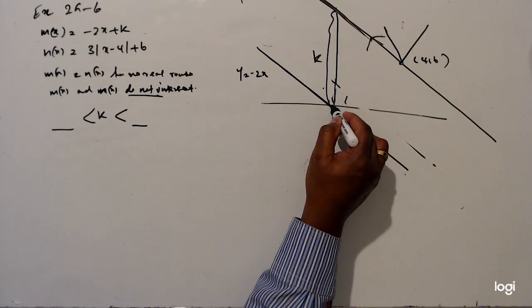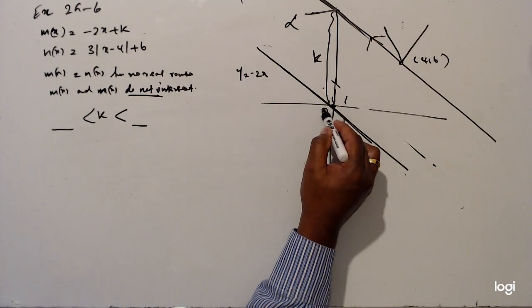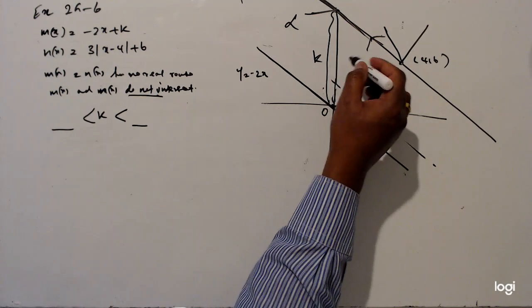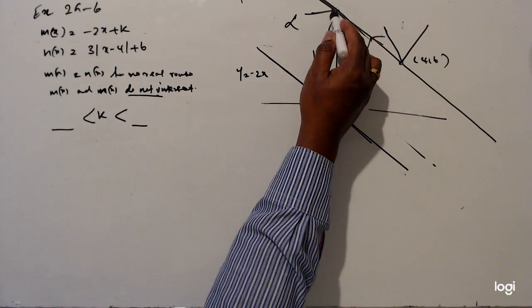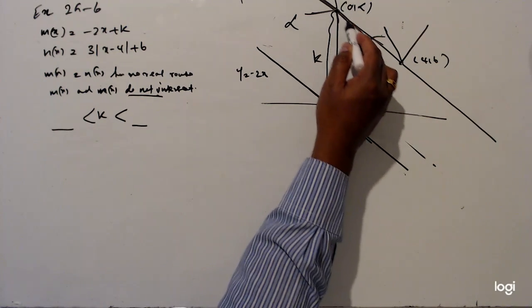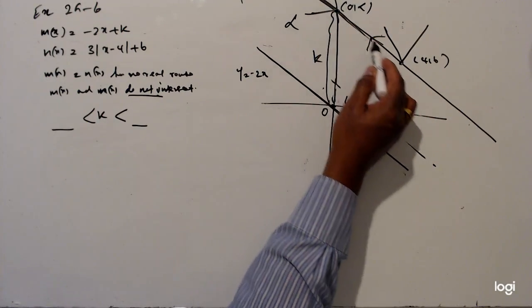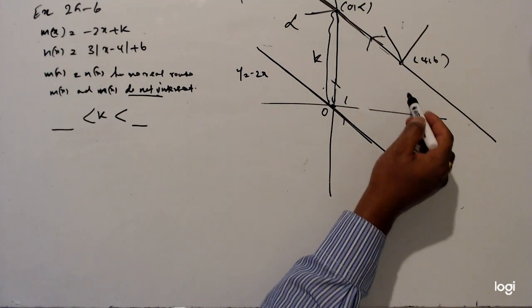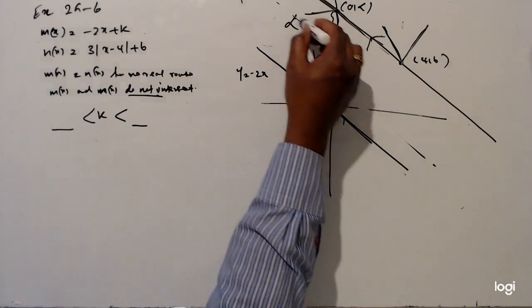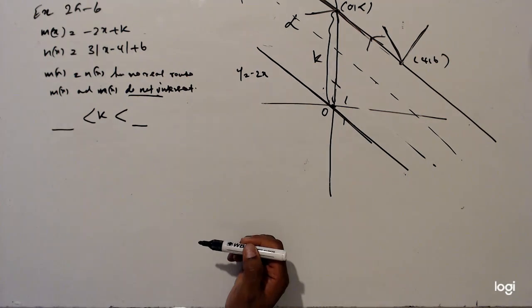So from here to here, assume this value is alpha and this is 0. If the k value is less than this alpha value, I will take that this is 0, alpha, less than alpha, what will happen? This line does not go through this nx graph. For example, if the line is here, then this graph and this line don't intersect.